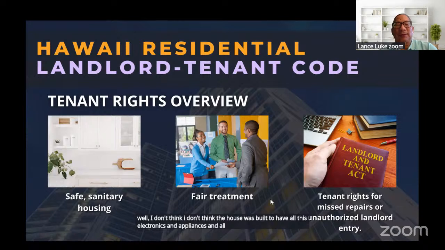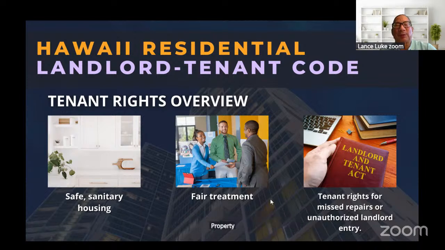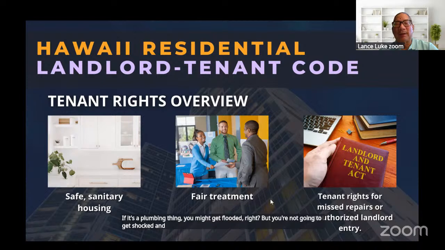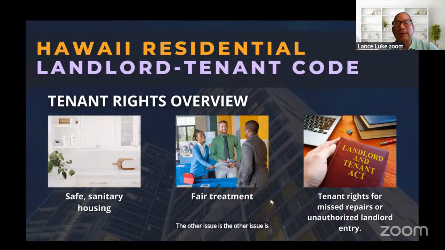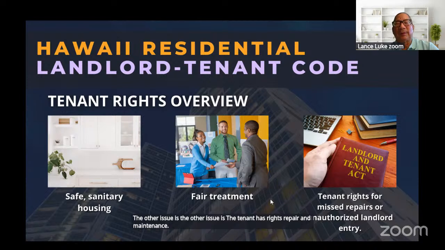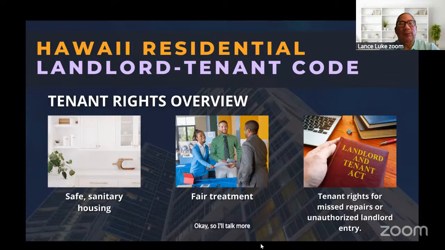So I just recommended that they let their property manager know to have an electrician come out, just for safety. Whenever there's an electrical issue, we're always concerned because someone could get shocked or the house could burn down. If it's a plumbing thing, you might get flooded, right? But you're not going to get shocked and die from electrocution. Okay, the other issue is the tenant has rights for repair and maintenance. So I'll talk more about that as we go through.